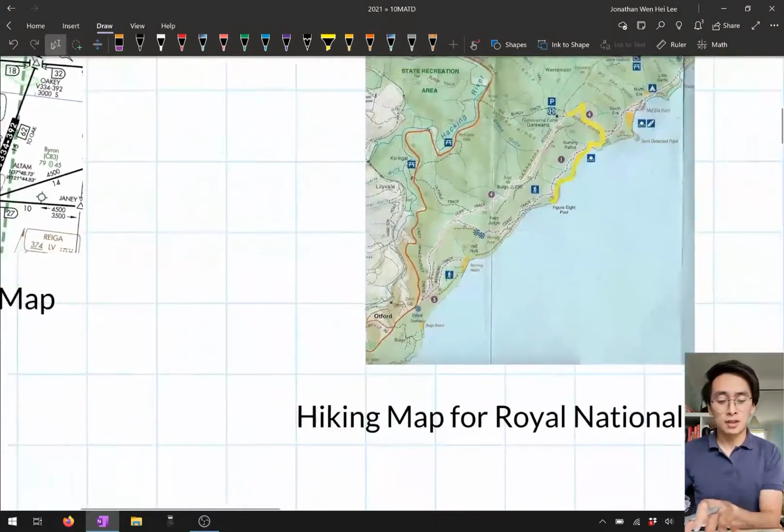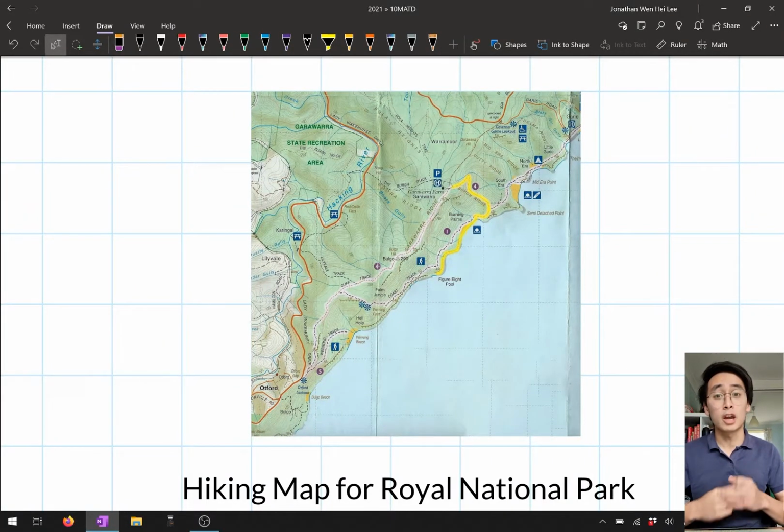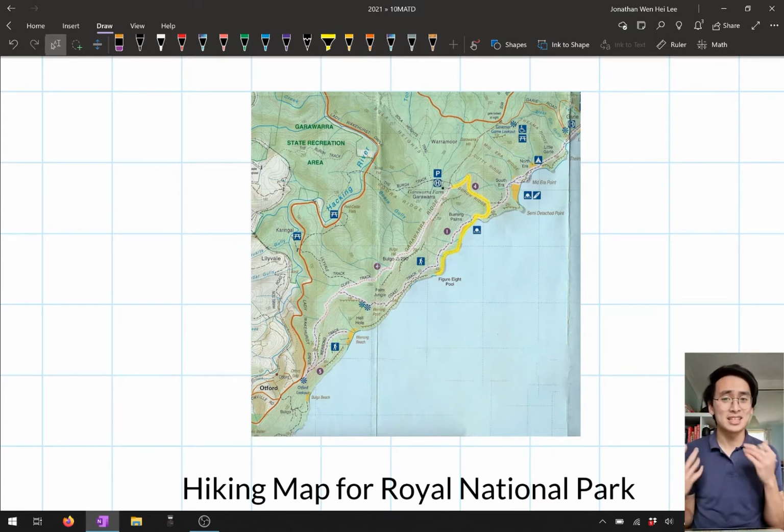Another application is hiking. If you go hiking, you might want to tell someone, okay, I want to go in this direction, and I'm going for this long and this far. This is where bearings are used. Bearings are used to describe the location and direction that someone is going in. So that's what we're going to be looking at in today's lesson, bearings.